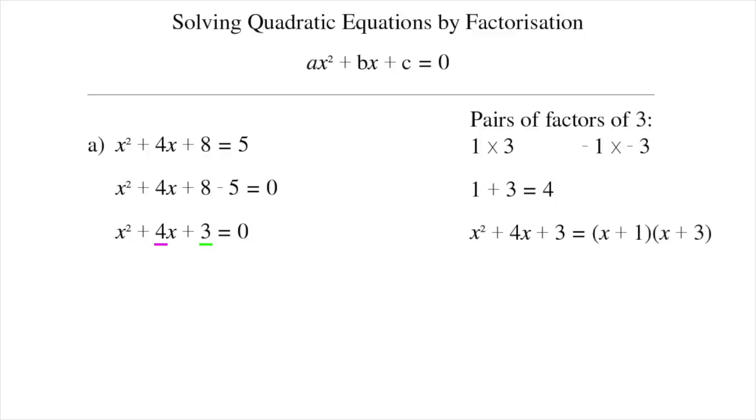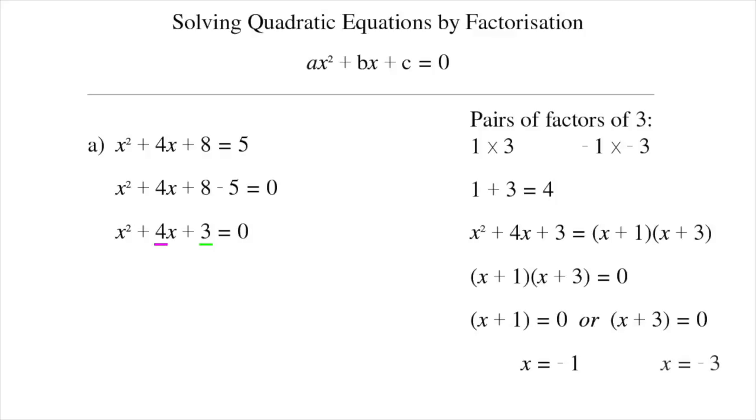So we have from this equation that x plus 1 times x plus 3 must be 0. And the only way two things multiplied together can be 0 is if either x plus 1 is equal to 0 or x plus 3 is equal to 0. That is, either x is equal to -1 or x is equal to -3. These are the solutions to the quadratic equation x squared plus 4x plus 8 equals 5.